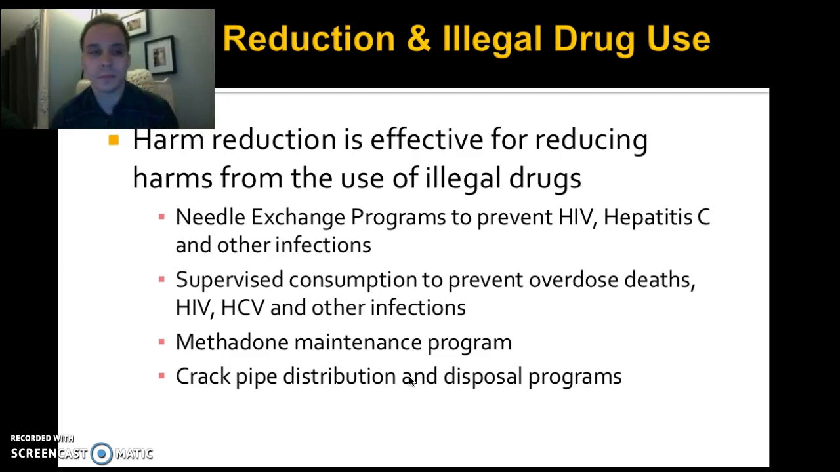Methadone maintenance program, again, this is a program that people can use. They can supplement. It's essentially an opioid, so it's not heroin, but like a legal form of opioid for people who struggle with opioid addiction, heroin, Oxycontin, all those kinds of things. And they can take the methadone on a regular basis.